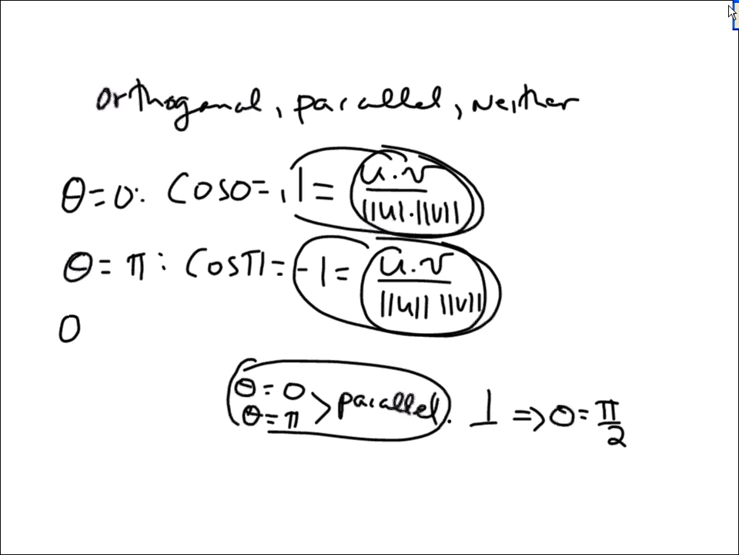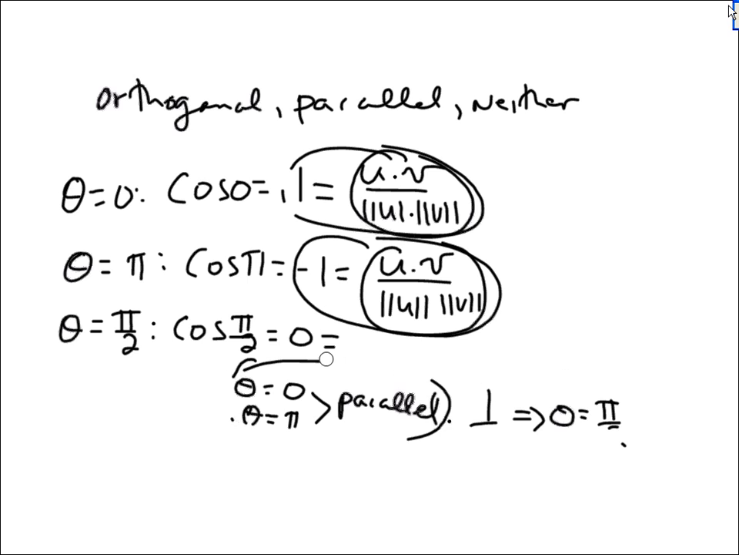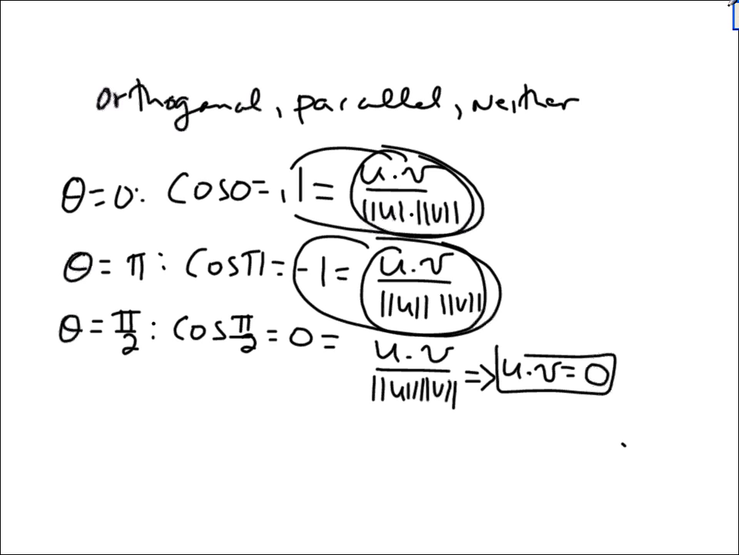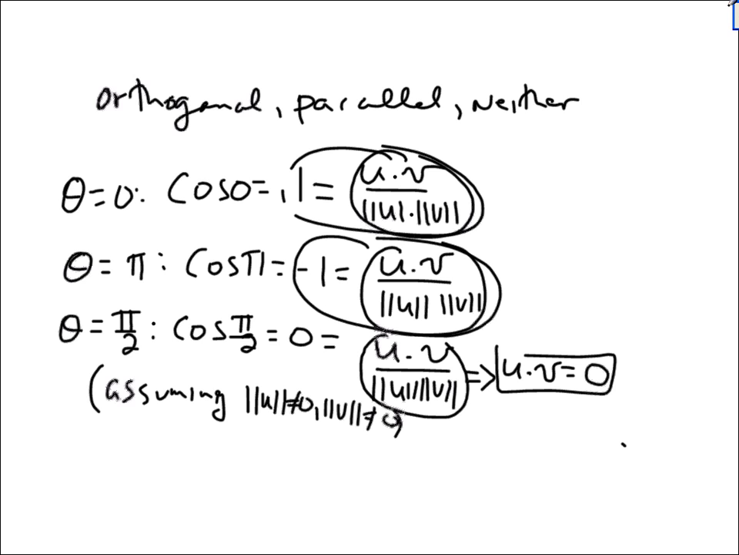Perpendicular is more friendly, because if the angle is pi over 2, the cosine of pi over 2 happens to be 0. And when a fraction equals 0, that implies the numerator is 0. We're assuming the length of u is not 0 and the length of v is not 0. Assuming that, if you just compute the dot product and you get 0, that means this fraction will be 0. If the numerator is 0 and the bottom is not, then you do get 0.